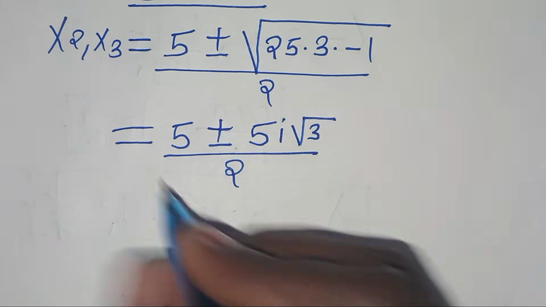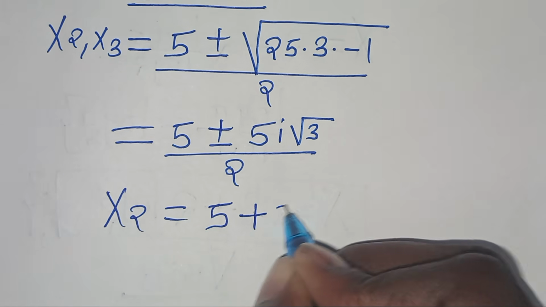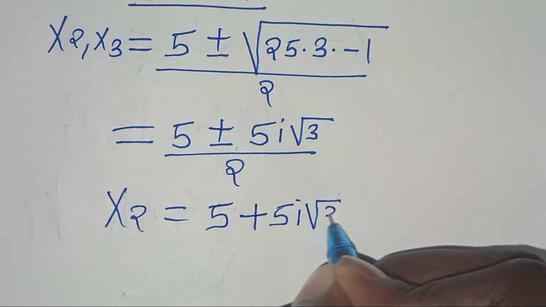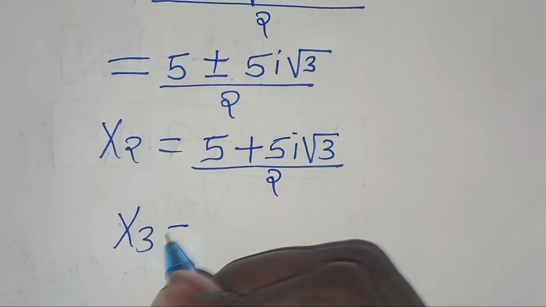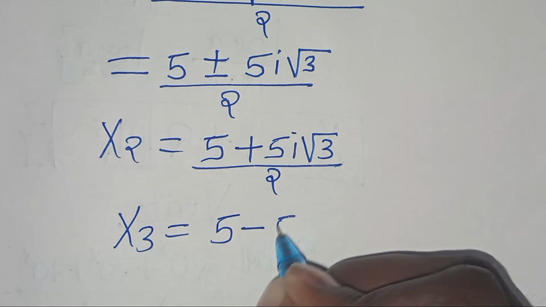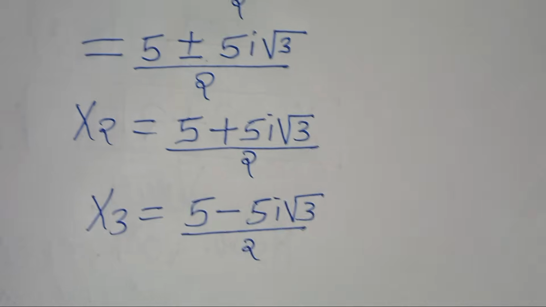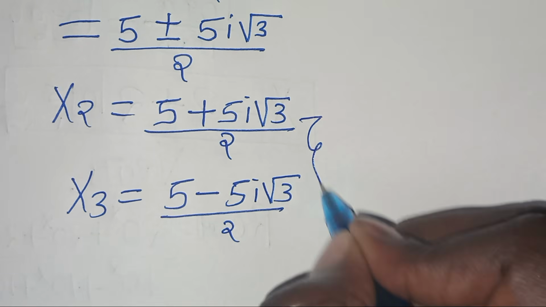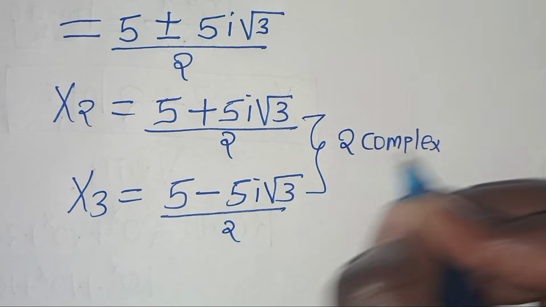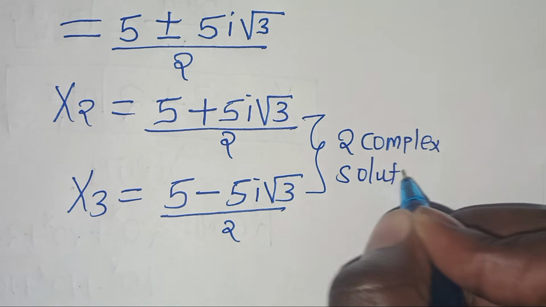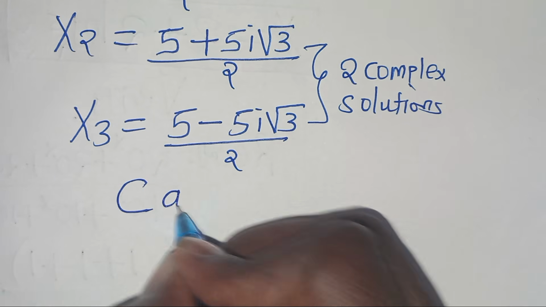So this implies from here we have x2 is equal to 5 plus 5i square root of 3 divided by 2. Then we have x3 is equal to 5 minus 5i square root of 3 divided by 2. So you find that these are two complex solutions. These are two complex solutions under case 1. So let's proceed to case 2 from here.